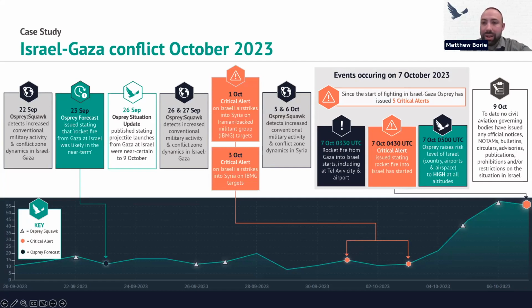Hopefully that provides some insight on more of our follow-on to the crisis that erupted due to the Hamas attacks from the 7th of October, but more so the context around the lead up to how we helped operators have some foresight on the increased tensions there prior to the Hamas attacks.